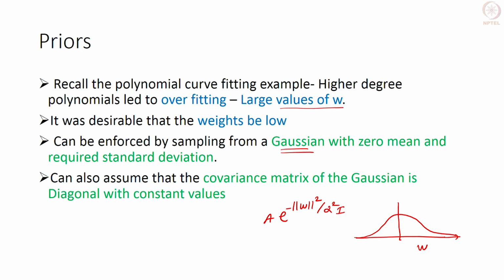So, for very large values of W, the probability of getting that W drops off exponentially, and we can actually control this width as a hyperparameter. We can make it very sharp also, so that we only get very small values of W. So, by imposing the prior, we make sure that there is no overfitting. That is the advantage of using a prior.